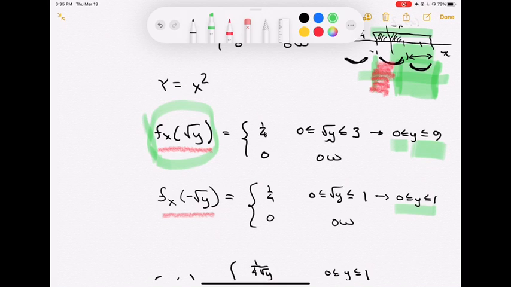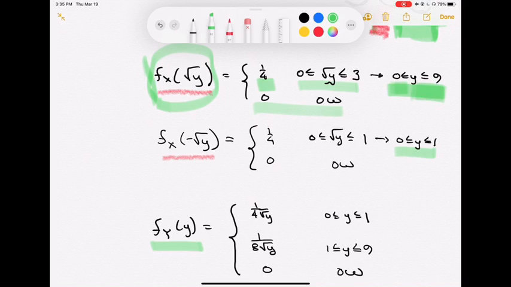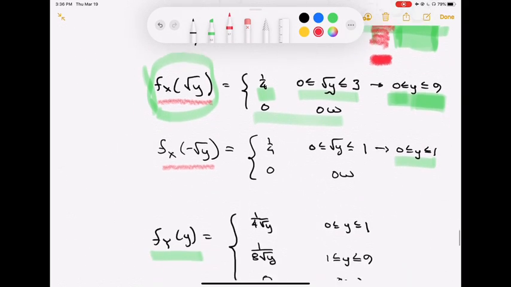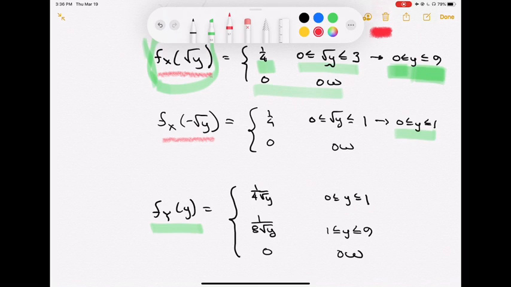That goes between 0 and 3. So our argument, root y, is going to go between 0 and 3. That translates to y going between 0 and 9. And they have to have that value of 1/4. That's all that f_X of root y can be, 0 otherwise, no problem on that. This f_X of minus root y, again, root y is a positive number because y is always positive, so the minus root y is always a negative number. The only values that are negative that have a non-zero PDF value for f_X is on that other range, which is that 0 to -1. And so we're going to get a 1/4 on that, and that's for y going 0 to 1.